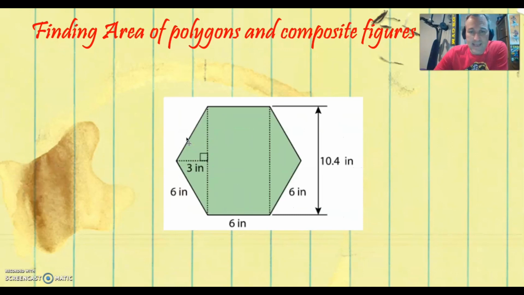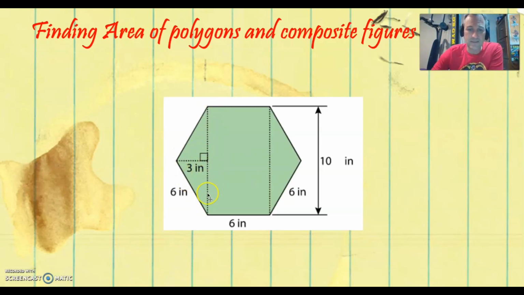Here is a classic looking hexagon. Hexagon, of course, is a 6-sided polygon. This one's already kind of broken up for us and has all the measurements. In this picture of the hexagon, all the sides are length 6. We could also say that it's broken up into 4 shapes if we want. But I don't want to do 4 shapes.